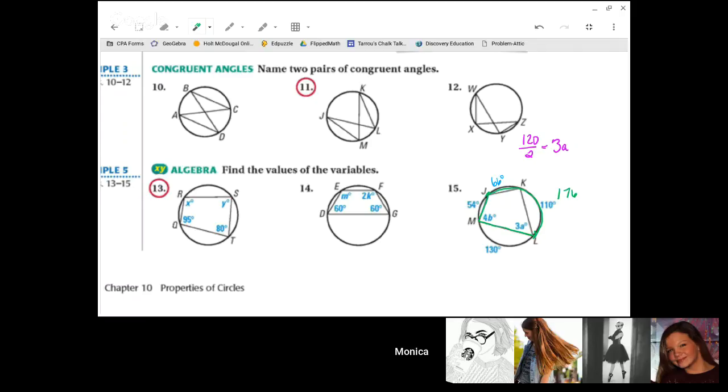And remember, if we know the measure of the arc, we divide that by 2. That'll give us the measure of the angle, which in this case, our angle is 4B. So then we can just solve for B.